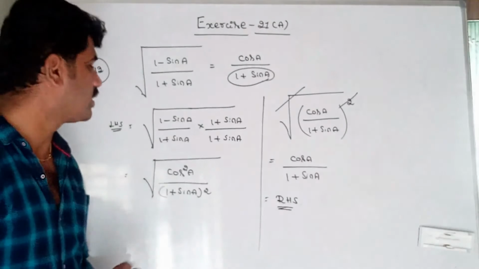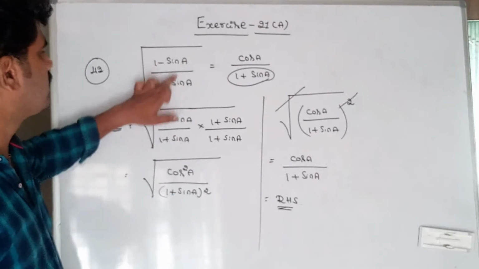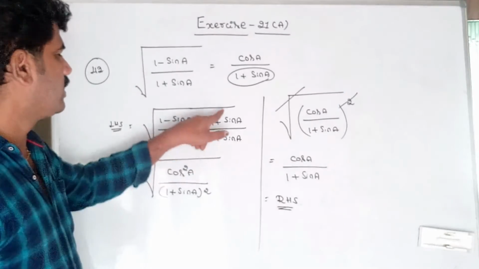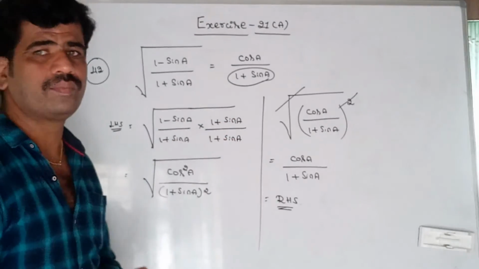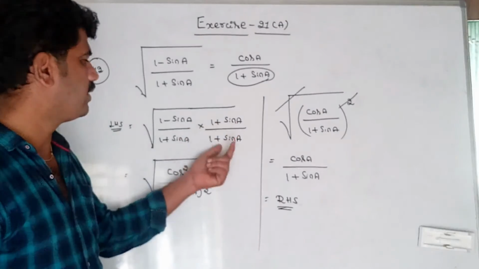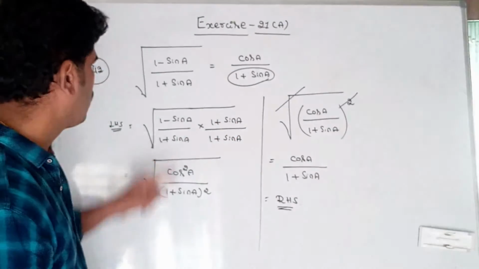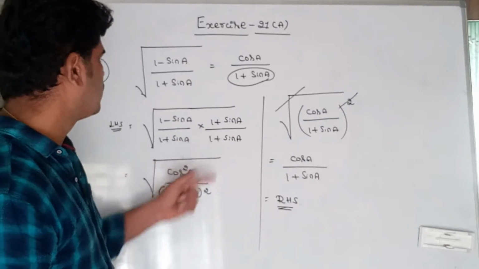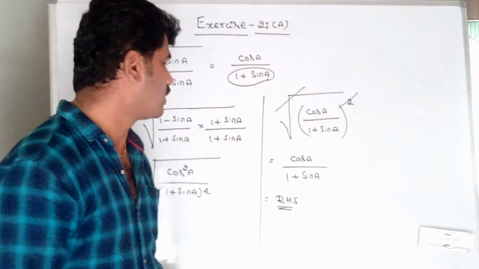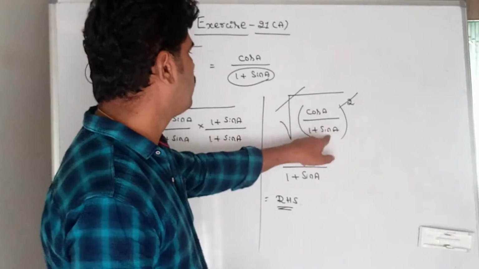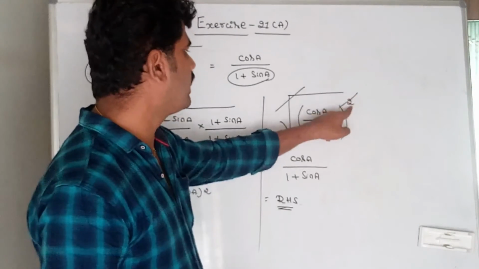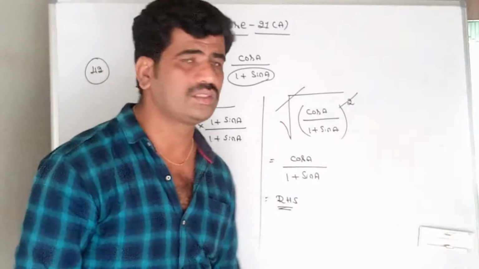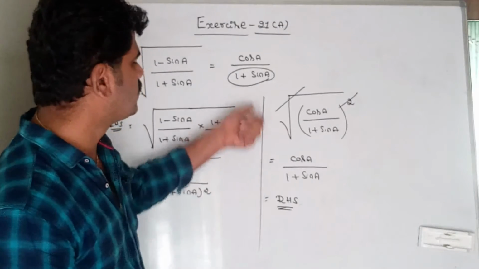So what did I do here? First I have taken LHS, square root of 1 minus sin A divided by 1 plus sin A. Then it is multiplied and divided by 1 plus sin A. Then 1 minus sin A into 1 plus sin A is cos square A. 1 plus sin A into 1 plus sin A is 1 plus sin A the whole square. Then it can be written as cos A by 1 plus sin A the whole square. Then square and square root get cancelled. Then cos A divided by 1 plus sin A. So this is our required answer, that is equal to RHS.